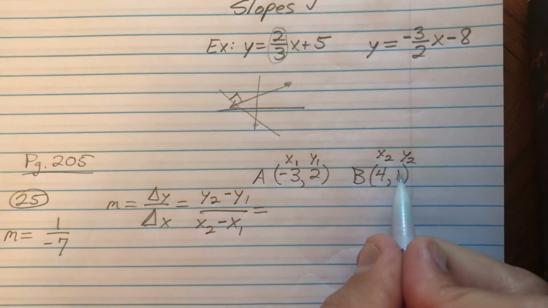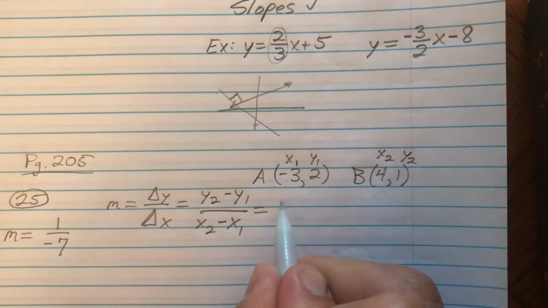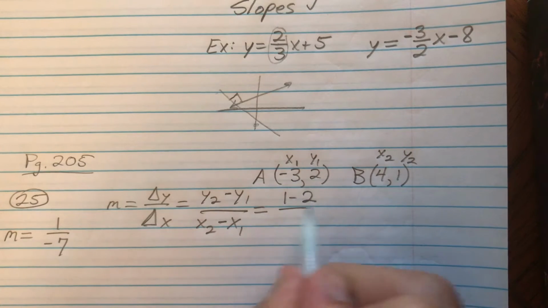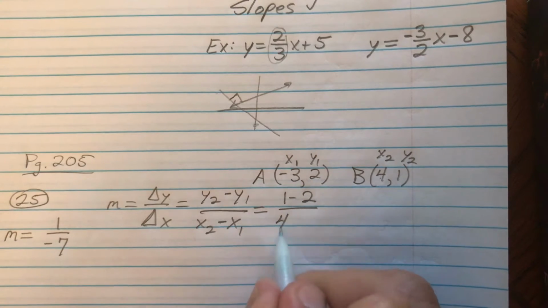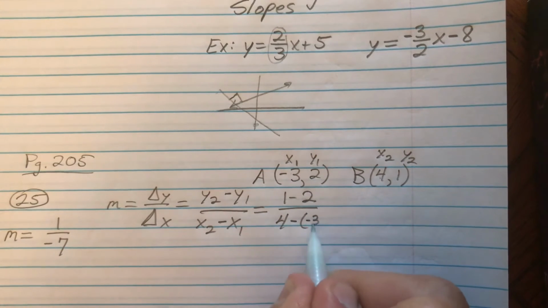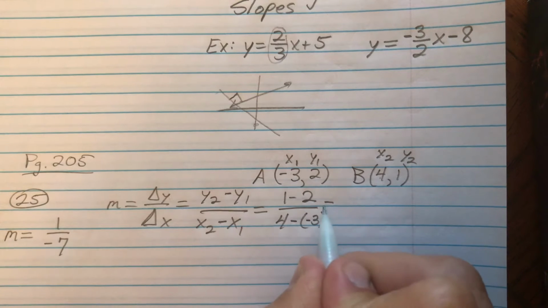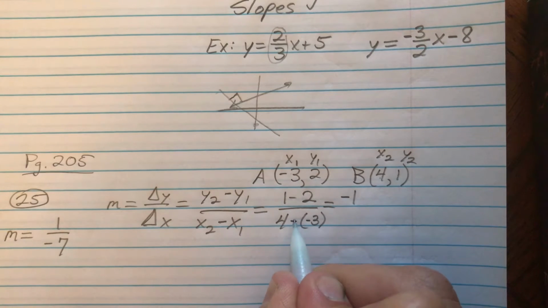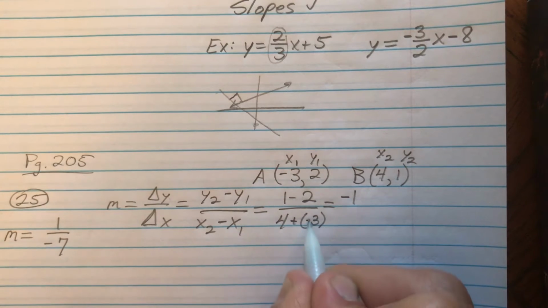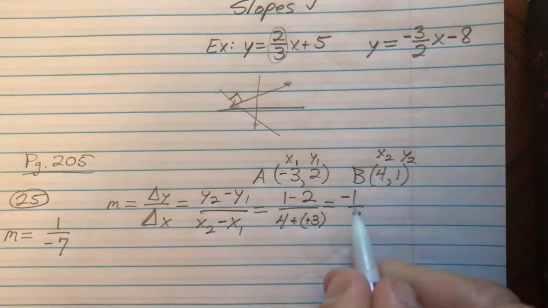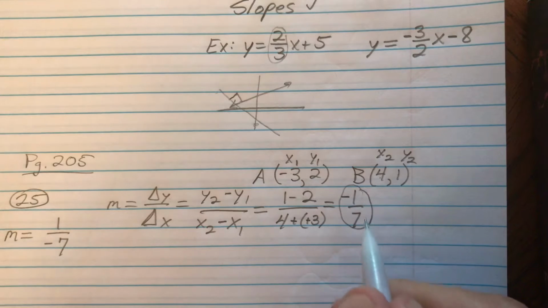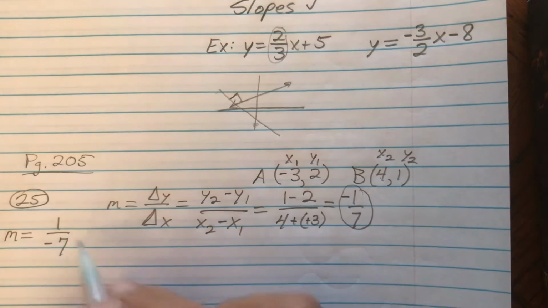So my y2 is 1 and my y1 is 2. So this is 1 minus 2. My x2 is 4, my x1 is -3. 4 minus -3. 1 minus 2 is -1. When you subtract the negative, it's like adding, so this is 7. So -1/7 is the slope. So we did it correctly, because it checks this answer.